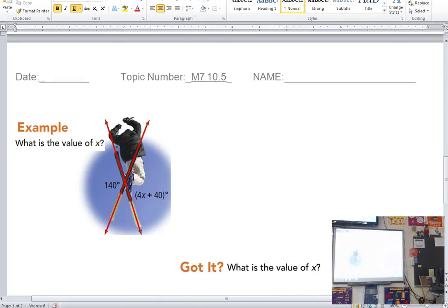So we're going to be here. Make sure you have your 10-5 notes out. It is February 2nd, all day long.